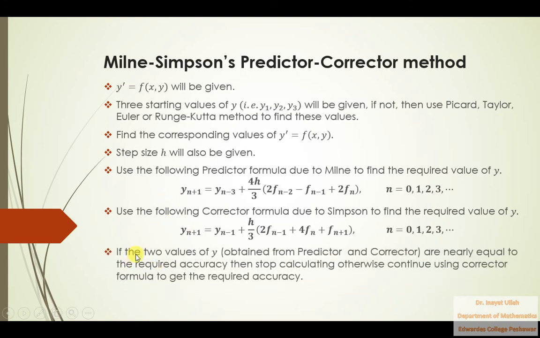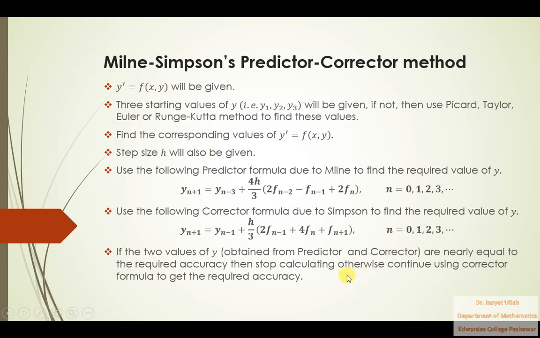Anyways, if the two values of y obtained from predictor and corrector are nearly equal to the required accuracy, that accuracy may be up to 4 decimal places, maybe up to 5 decimal places, whatever the question is, then stop the calculation, and the answer will be the same which is obtained from these two formulas.